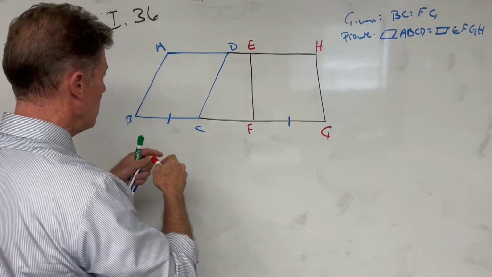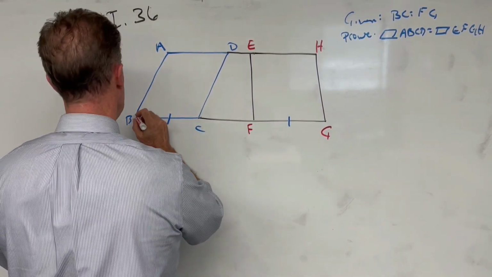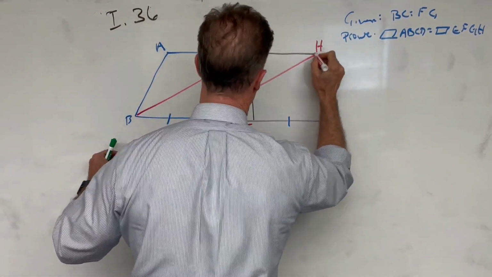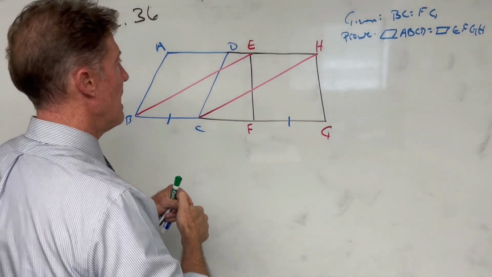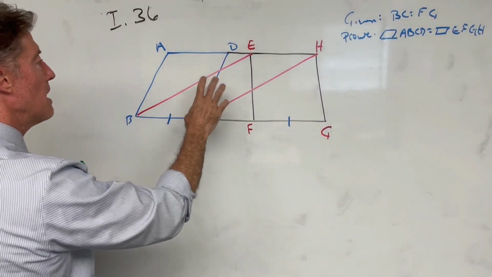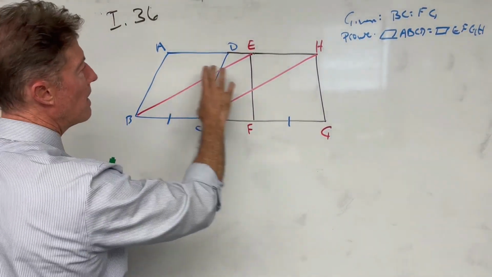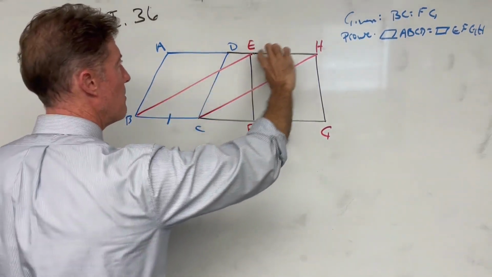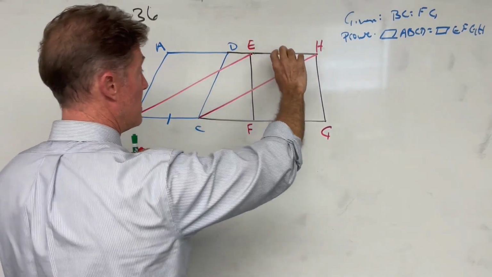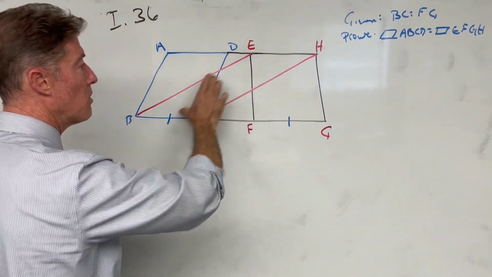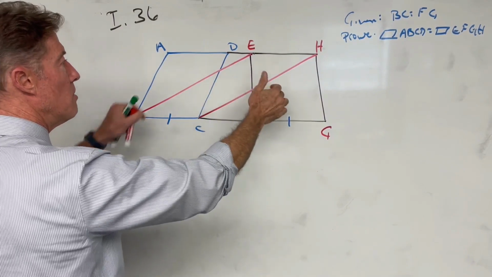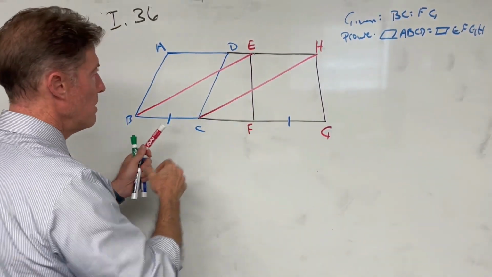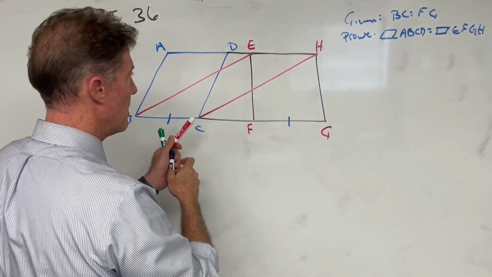So the first thing we're going to do is connect BE and CH. Now, what we should be able to see is that we've got a blue parallelogram and a black parallelogram that we want to prove are equal. And we're going to connect them by what we're going to show is a red parallelogram. This red parallelogram is going to be the common term that relates these other two parallelograms. So we don't know it's a parallelogram, but that's what we want to establish.